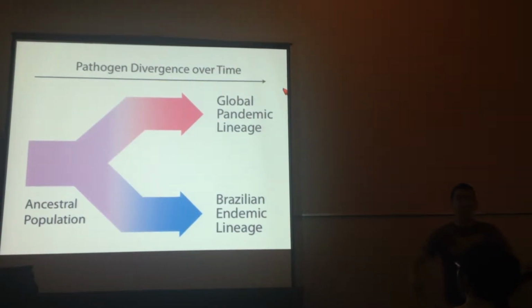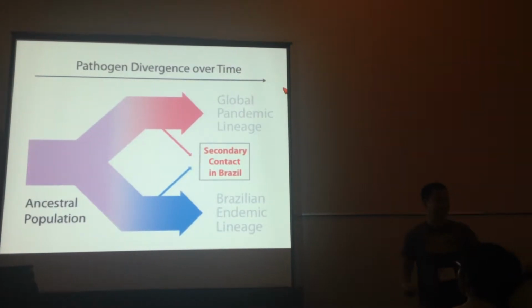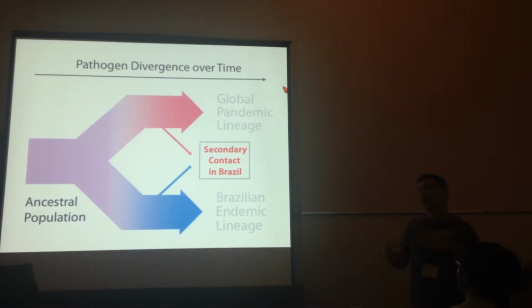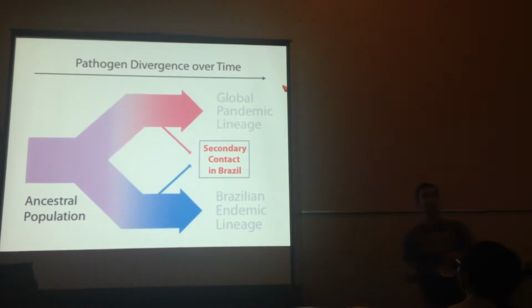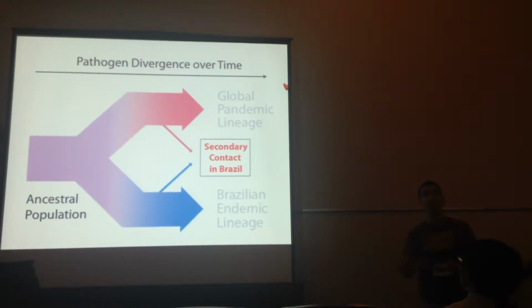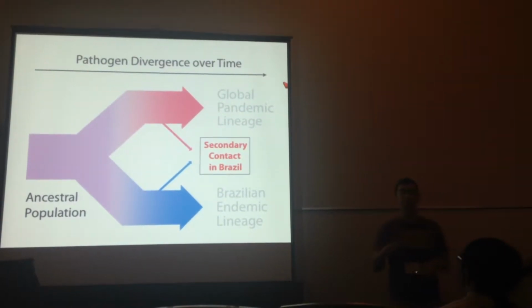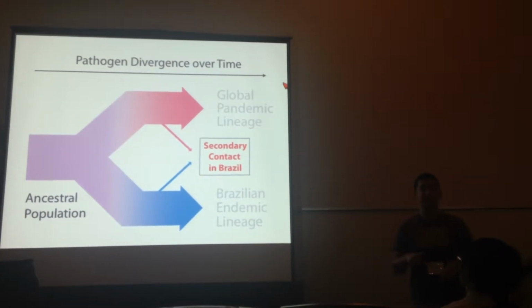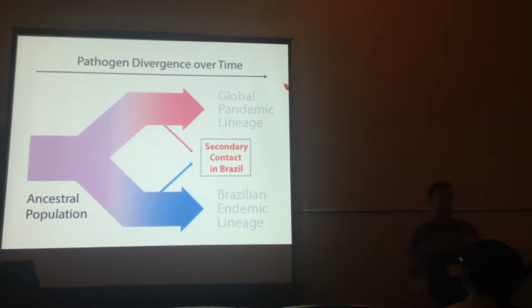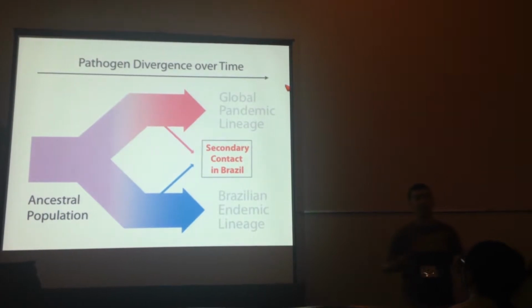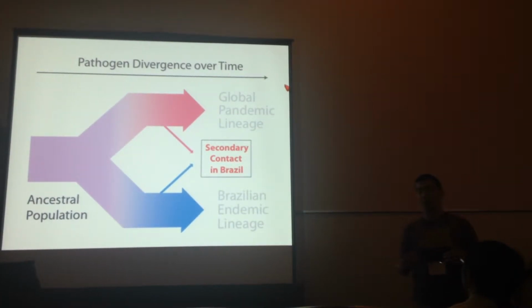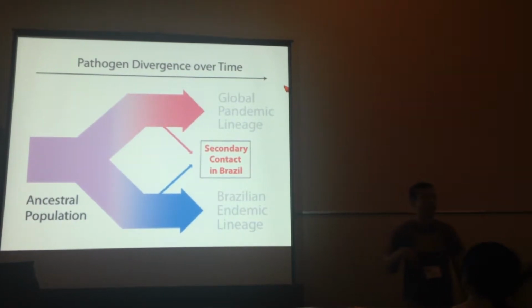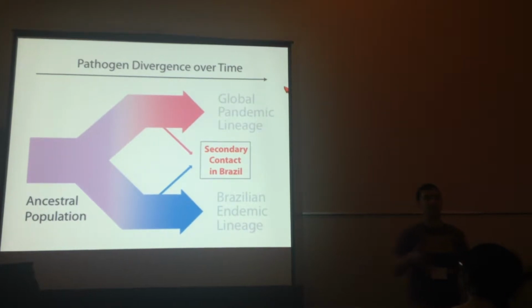In Brazil, our prior population genetic work has suggested that these two lineages co-occur there due to secondary contact, most likely through the introduction of the global pandemic lineage through human activity. So we wanted to reconstruct the population history of this coexistence zone and to understand the consequences of the secondary contact. And we did that by whole genome resequencing 51 strains that we isolated from infected amphibians in this area.